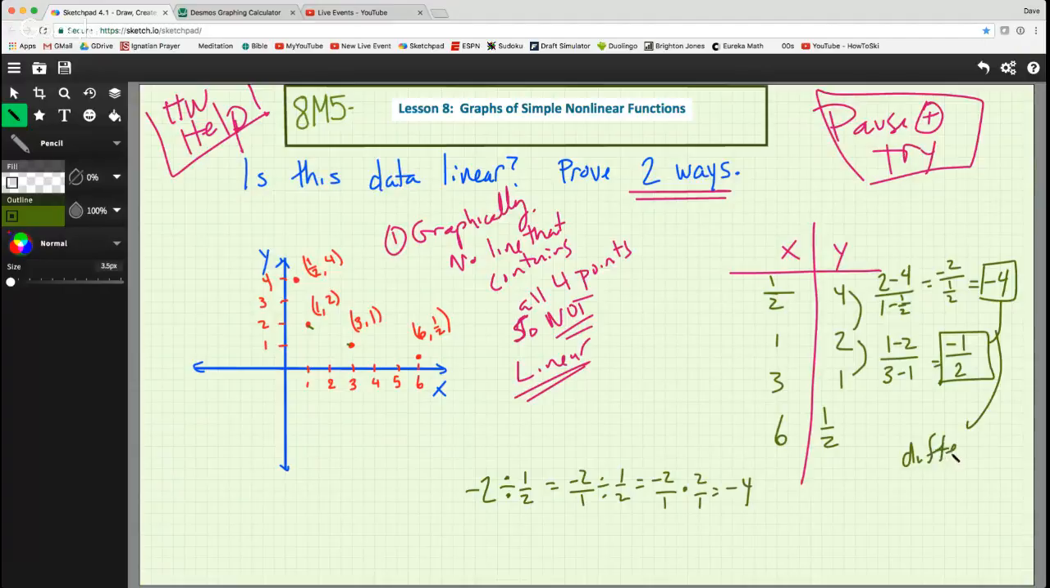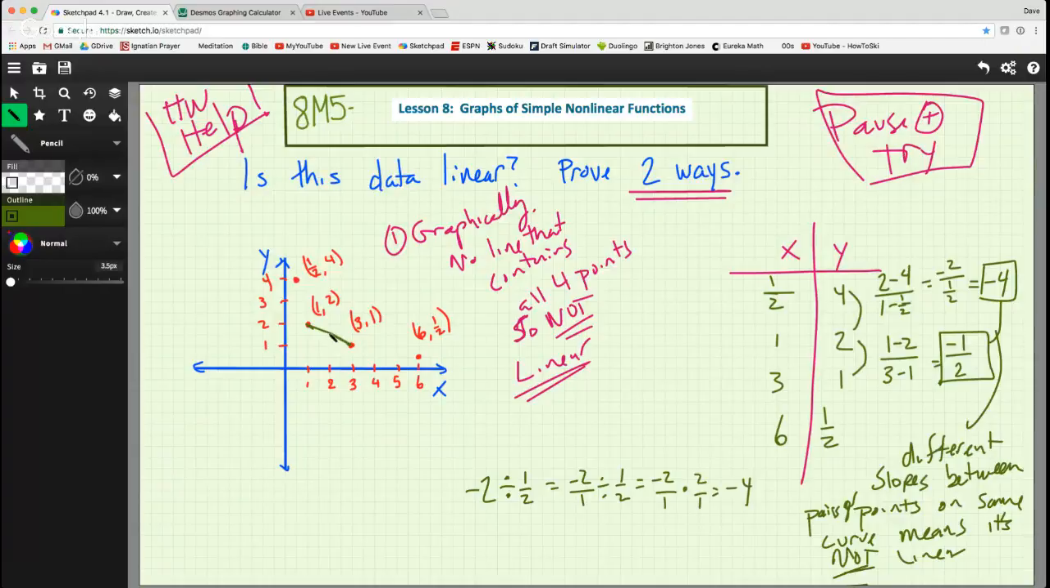Different slopes between pairs of points on the same line, on the same curve, means it's not linear. And that makes sense, right? Because here's the first slope I calculated of -0.5, and here's the second slope I calculated of -4. And those clearly aren't on the same line. They can't be. Different slopes mean not linear.